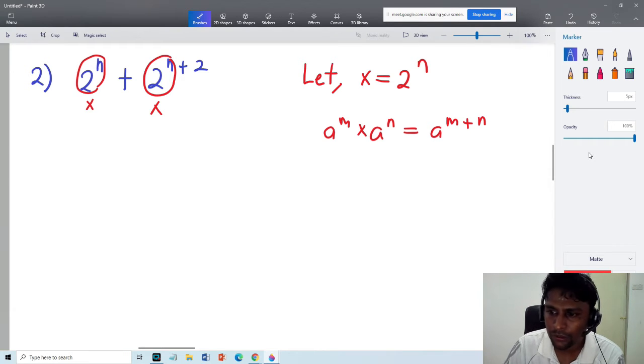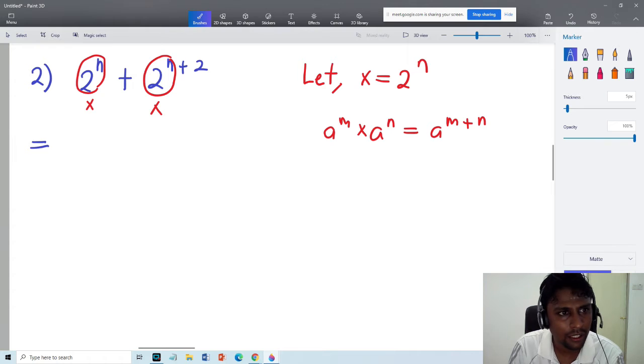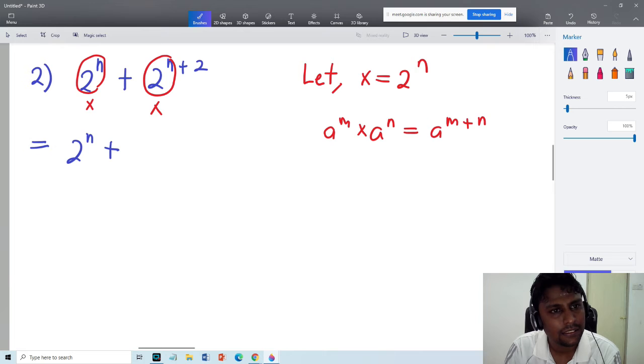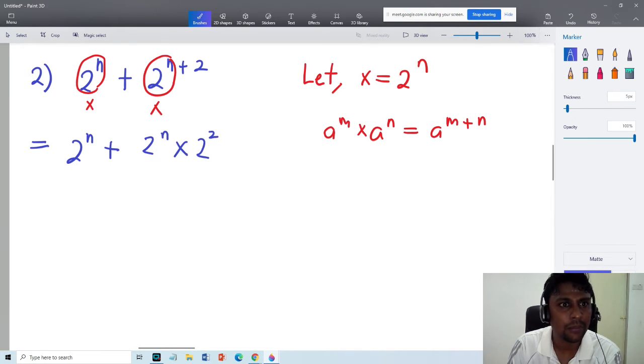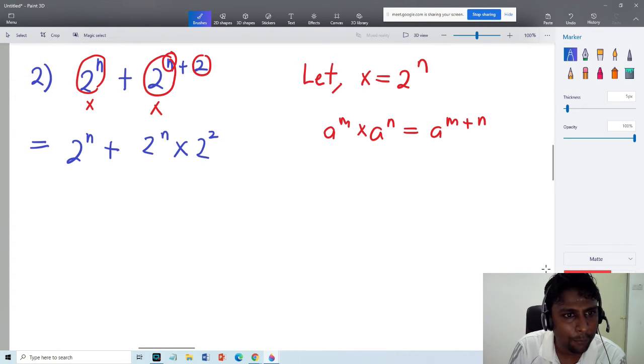So here you can write that equal, 2 power of n plus 2. So you break them into what? 2 power of n times 2 power of 2, right? Because this one is considered the m and n. This one is m, this one is n. So I break them. I put this 2 power of n times 2 power of 2.